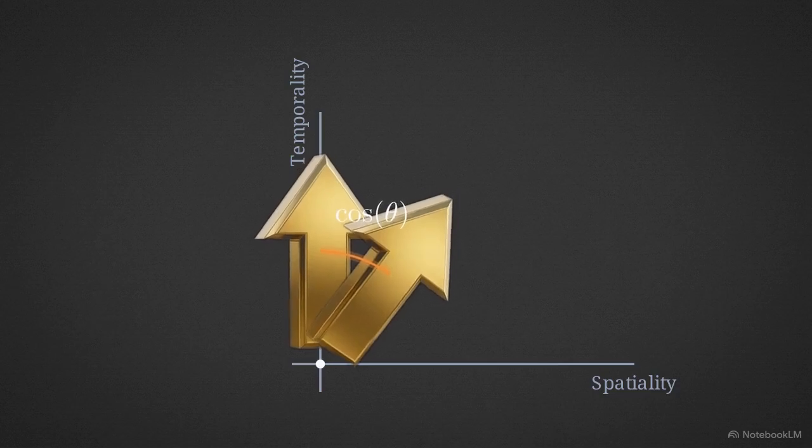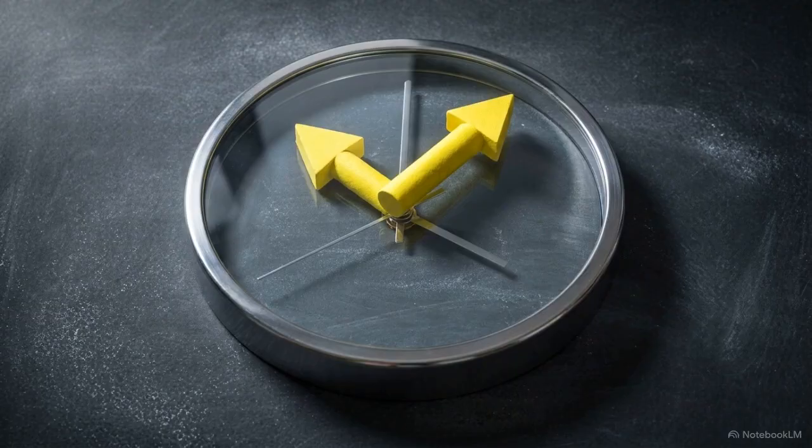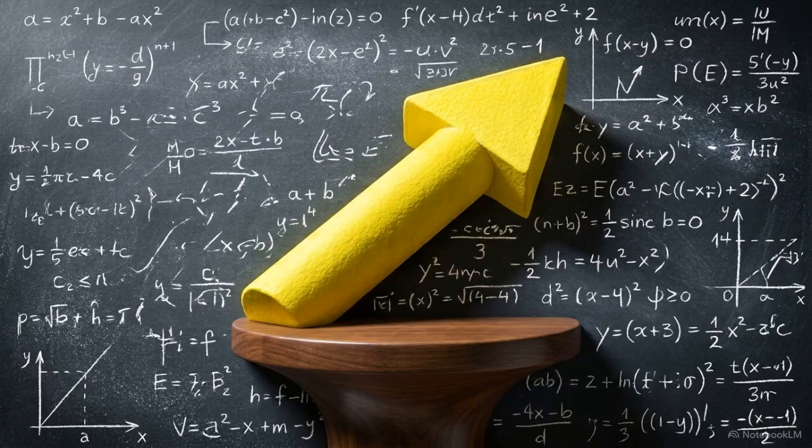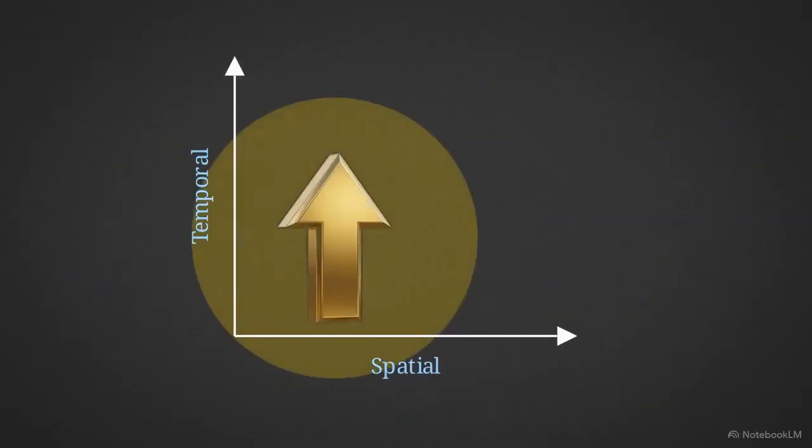By finding that angle, we bypass the pages of algebraic transformations. The geometric alignment between those two arrows literally is the time dilation factor. We traded a complex knot of calculations for a clean visual relationship. We found the hidden geometric skeleton of spacetime.